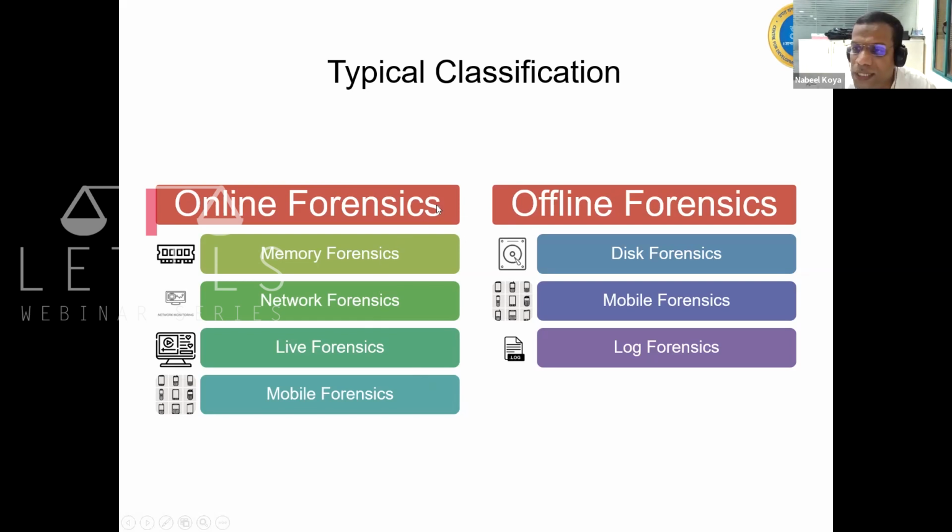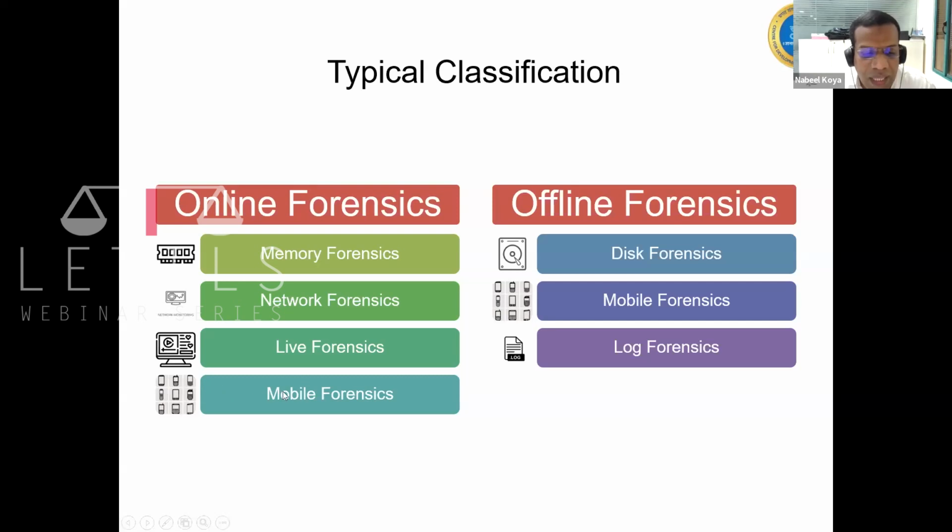You can do the forensics in the on condition, or in the off condition. The devices which you examine in the on condition are memory forensics, network forensics, live forensics, and mobile forensics. And offline is disk forensics, mobile forensics, and log forensics. You might be wondering why mobile forensics is in both the online and the offline forensics.